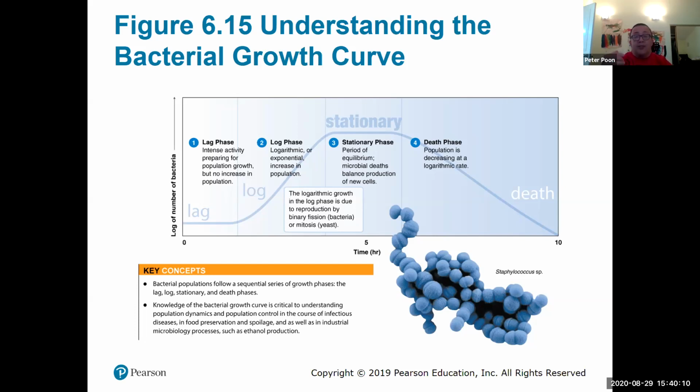Okay, and the last phase, the death phase, the two of them have caught up to each other. Okay, and now there's more dying than growing bacteria. You reach a death phase. The death phase does not mean all the bacteria are dead. Far from it. It just means more dying than actually growing. Okay.